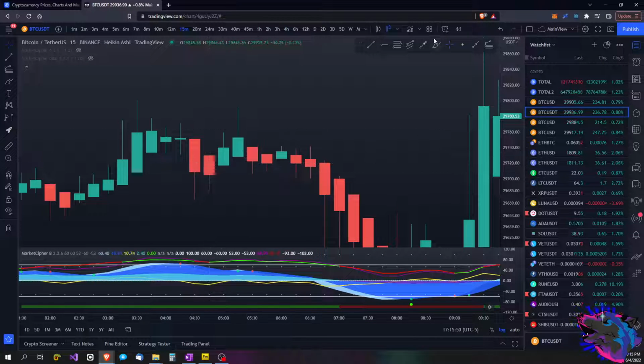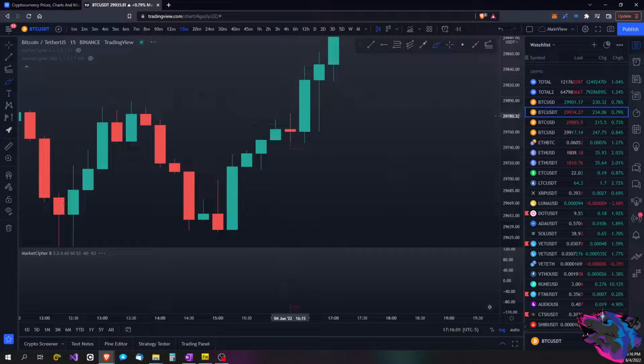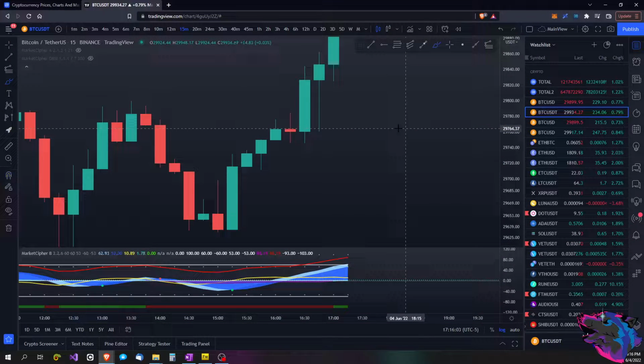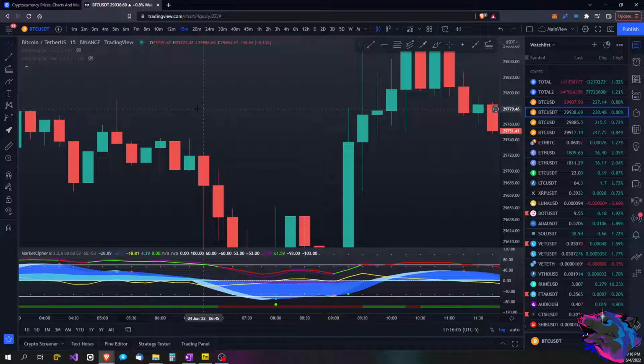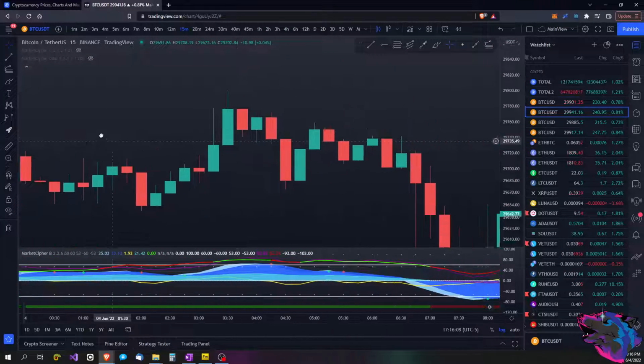Or you get a case like this, where it's jumping up and goes right down into a red candle. That's generally a little bit of a steeper pullback. Let's see if we can find it over here.